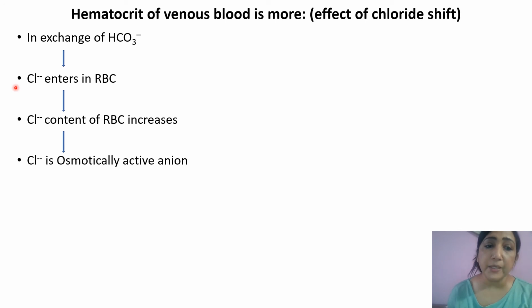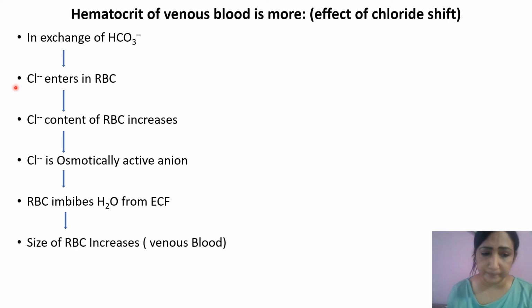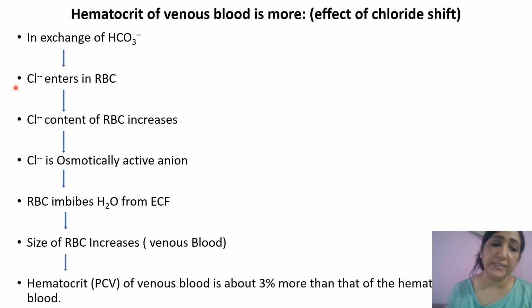What is happening? Chloride is a very osmotically active anion. What is an osmotically active anion? Because of the presence of a high concentration of chloride, it drags water from the outside of the cell towards the inside of the cell. So the RBC imbibes water from the extracellular fluid, and because of the increase in RBC size, the PCV percentage increases by 3% in the venous blood because of this chloride shift.